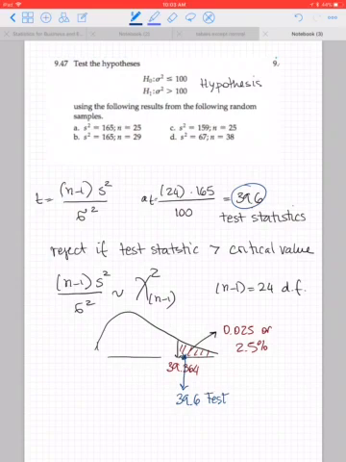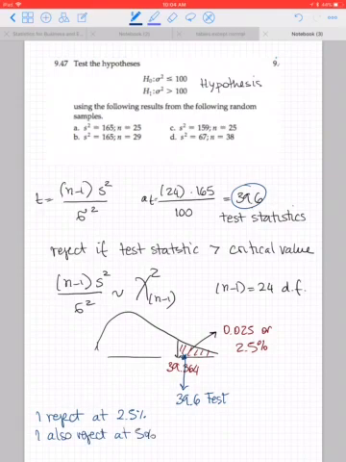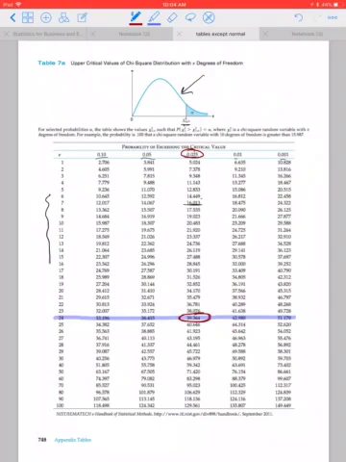So what can I say about my test? I reject at 2.5%. So I also reject at 5%. Why? Because at 5% the critical value would be 36.415.